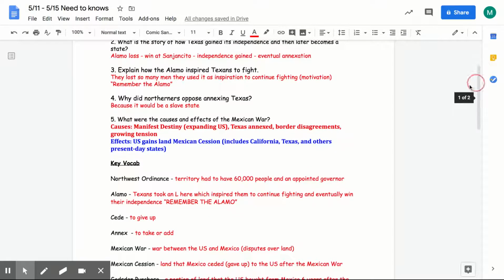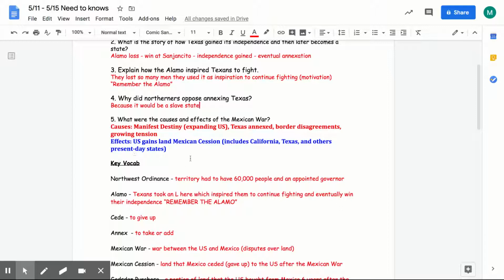Finally, number 5, what were the causes and effects of the Mexican War? You're going to talk a lot more about this on Monday, but the causes are going to be manifest destiny being a big one, because remember, the U.S. wants to expand west and Mexico kind of gets in our way. So this hurts our relationship with Mexico, causes tension. Texas being annexed, remember that was a big one that upset Mexico. Border disagreements and growing tension are going to ultimately cause the Mexican War to happen.